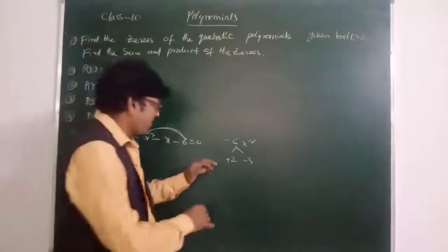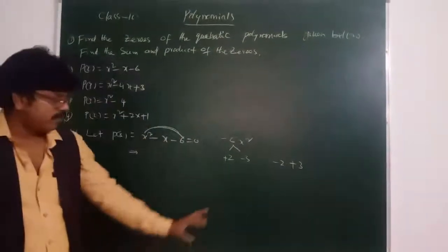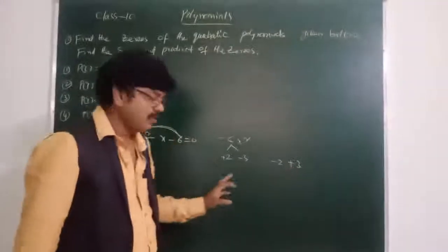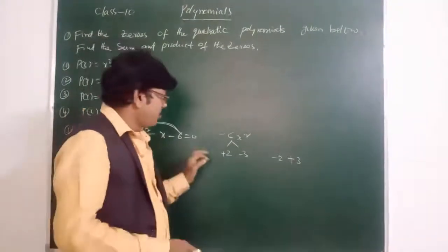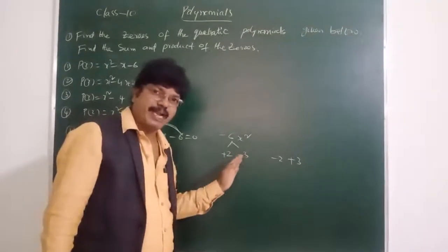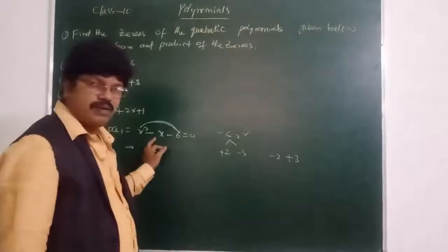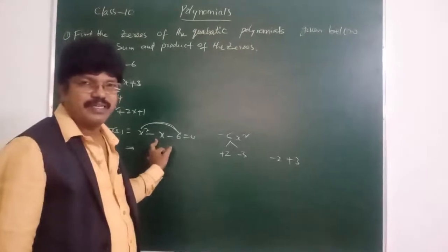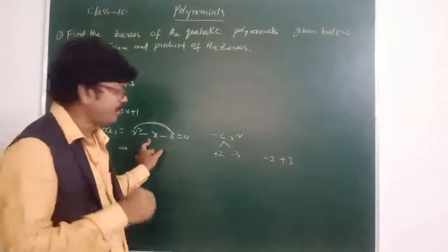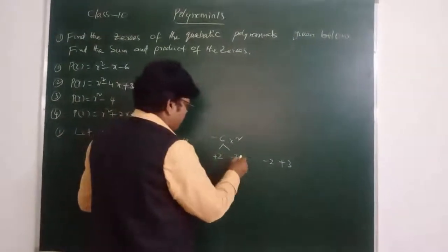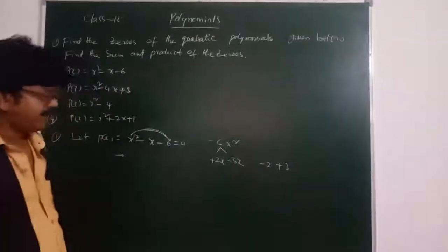Of course, or else we take minus 2 plus 3 also. But minus 2 plus 3 gives plus 1, and we want minus 1 here. That's why which number we put the minus before depends upon this answer. What we require here is minus 1. This is a most important concept. So plus 2 minus 3, add x, plus 2x minus 3x.